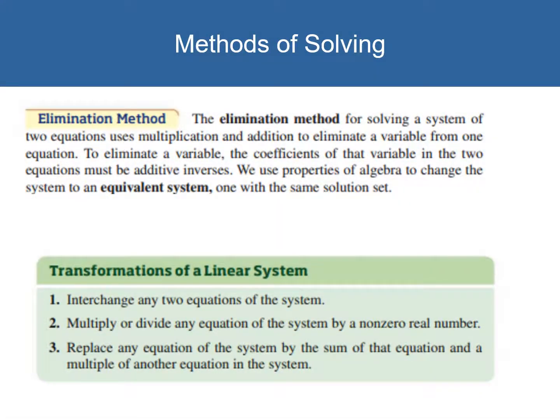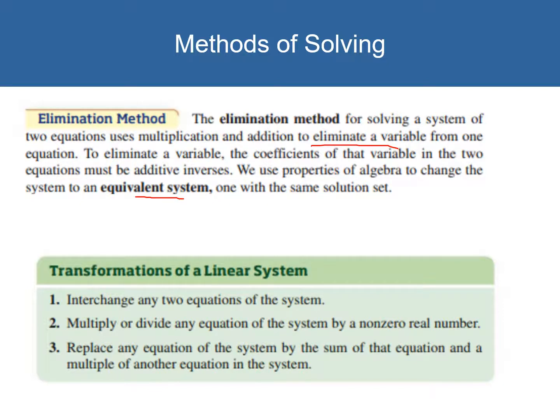The second method of solving is elimination. To use the elimination method, you use multiplication or addition to eliminate, or get rid of, one variable from one equation. To eliminate a variable, the coefficients of that variable in the two equations have to be additive inverses. And then we add the equations to get an equivalent system.